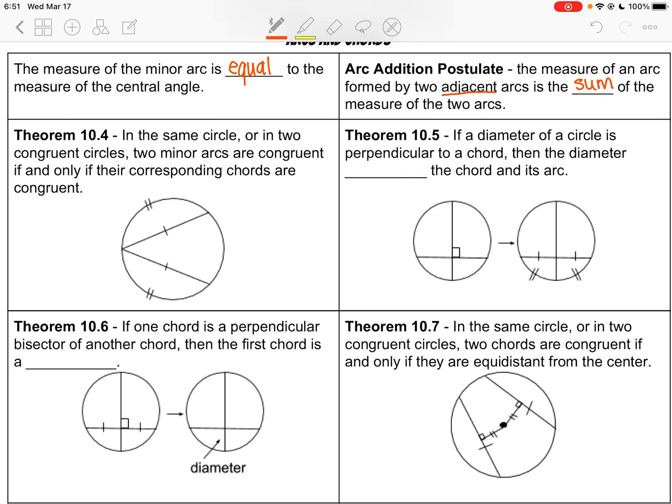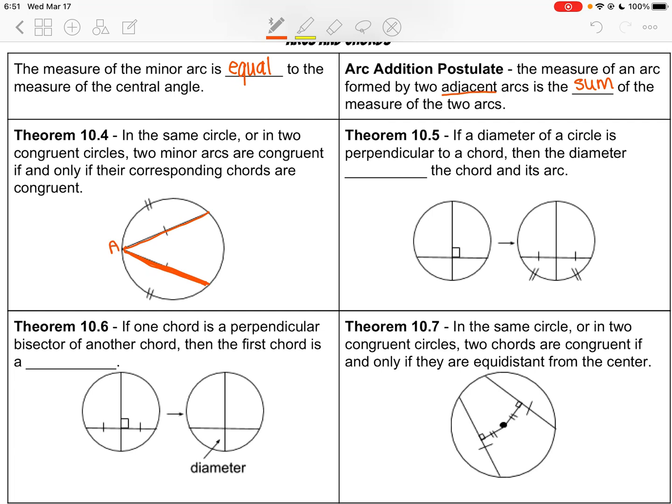All right, so next theorem here is 10.4, and it says in the same circle or in two congruent circles. So congruent circles would have the same radius. So in the same circle or in two congruent circles, two minor arcs are congruent if and only if their corresponding chords are congruent. So here we have chords that are congruent. They don't necessarily even have to touch the same point. These do, but they don't have to.